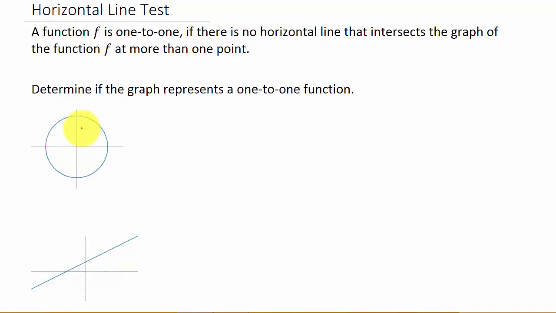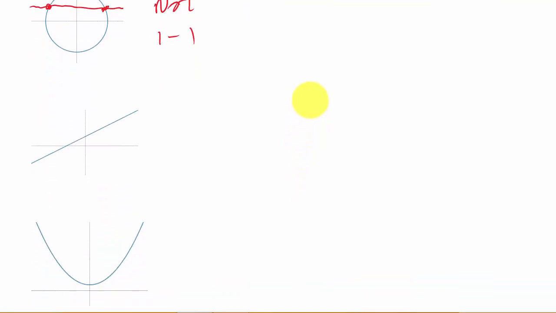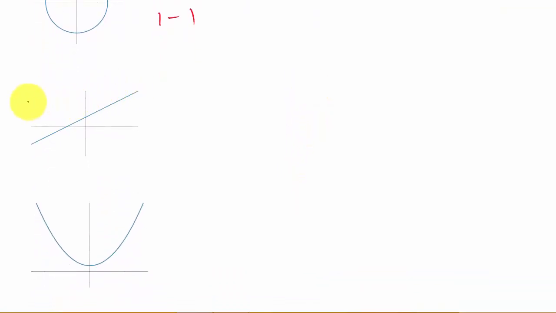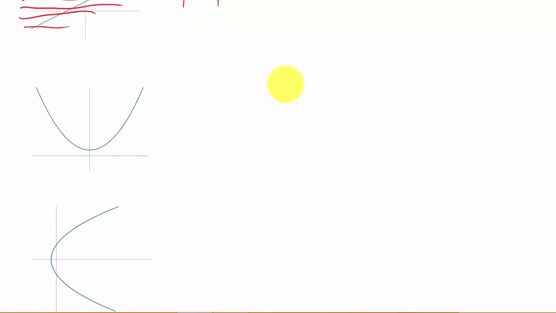So let's look at this one. Is this 1 to 1? Well, you can see if we draw a horizontal line through the graph, it intersects in more than one point. So that means not 1 to 1. And what about this one? Well, no matter where we draw the horizontal line, it's only going to intersect this graph in one point. So this one would be 1 to 1, so it would have an inverse.